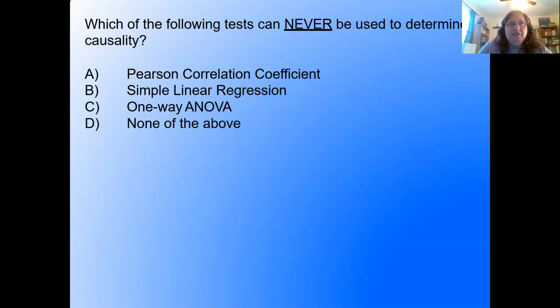And I will tell you that the answer is Pearson correlation coefficient. That's the only test we talked about where we can never use it to determine causality. Why? There's no independent variable and no dependent variable, okay? And if we don't have an independent or dependent variable, that's it, game over. We can't ever get to causality because we wouldn't know which caused the other. So when you're thinking never being able to determine causality, you should think Pearson correlation coefficient. Okay.